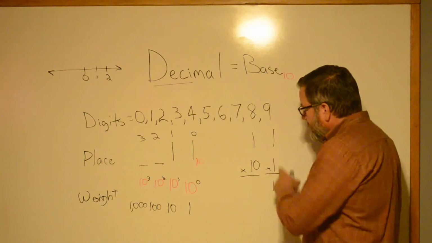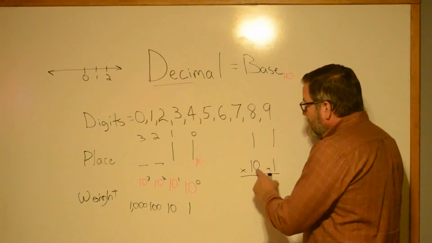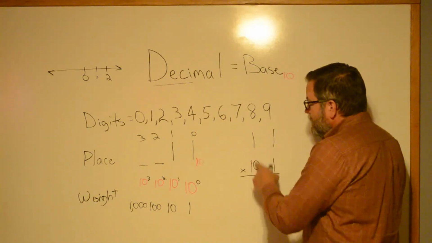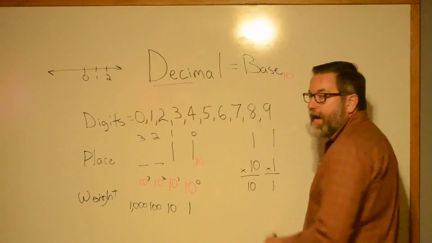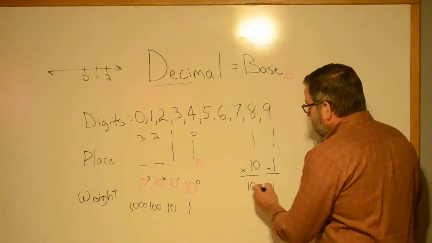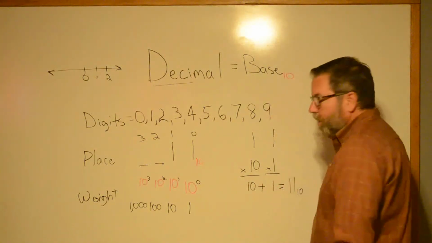I just have 1 there now, but if it was 0, I would get a 0. If it was 9, I would get a 9. Okay, here the weight is 10, the tens place. Multiply that times 1, I get 10. And now all I have to do is add across, and I will get the actual value, which is 11. 1, 1 in base 10.